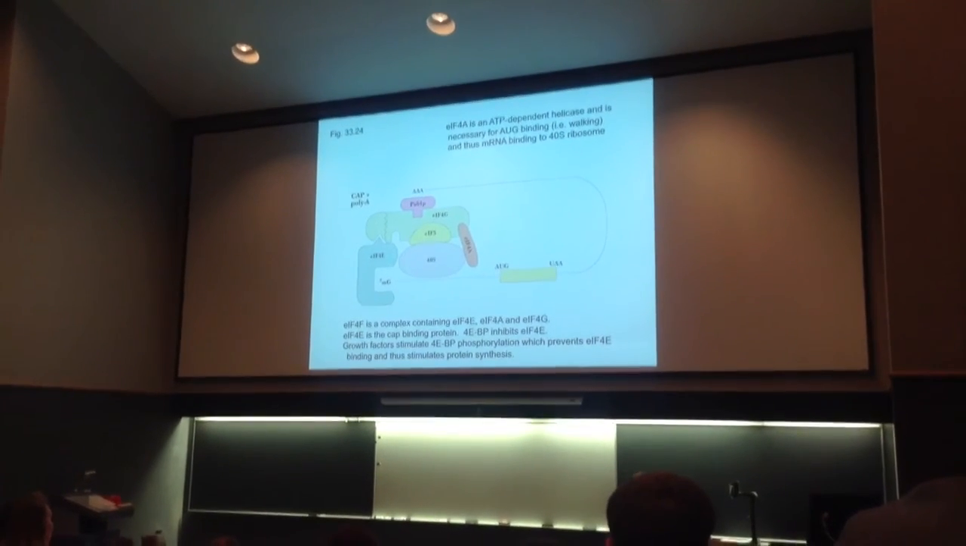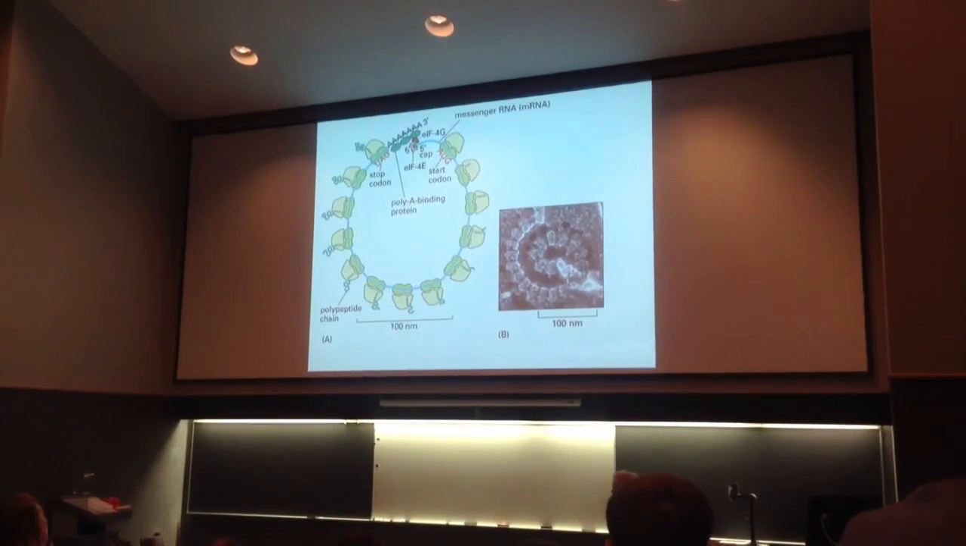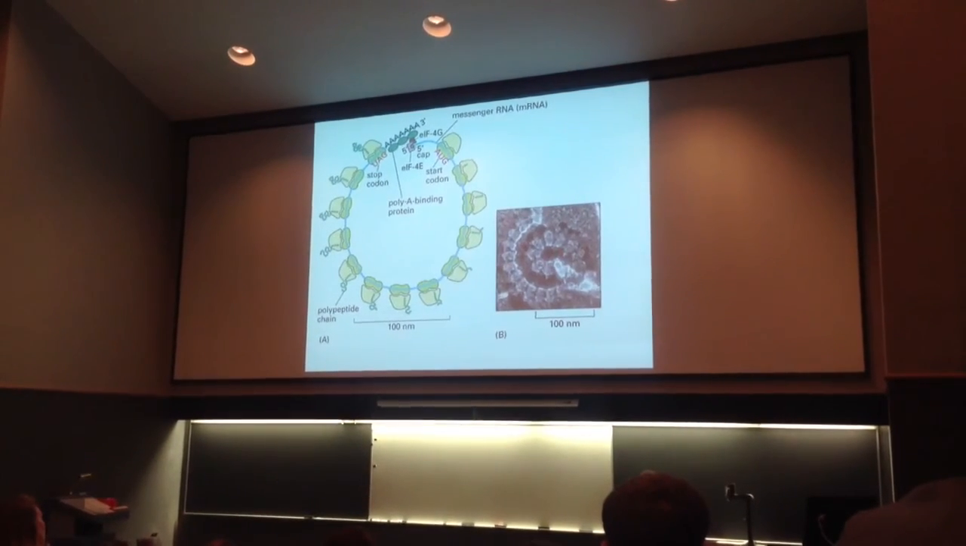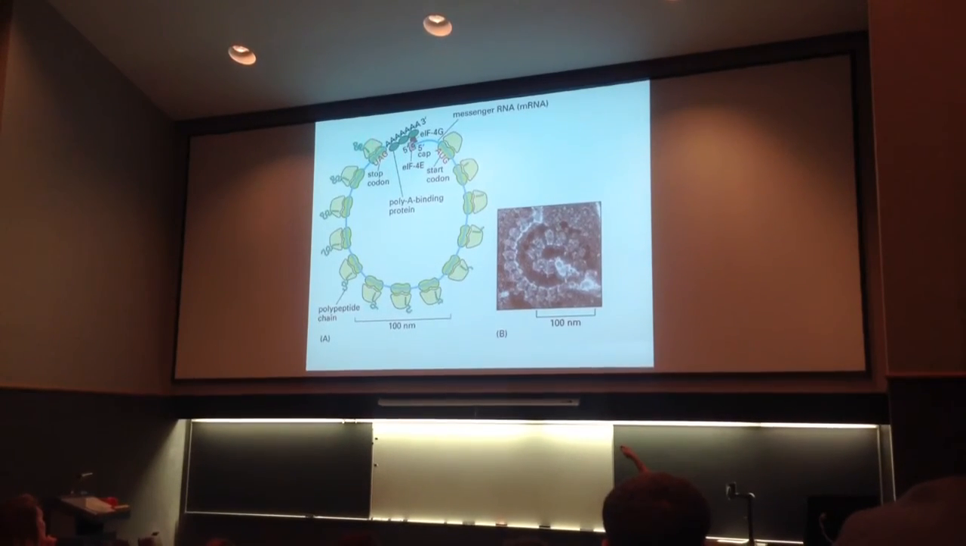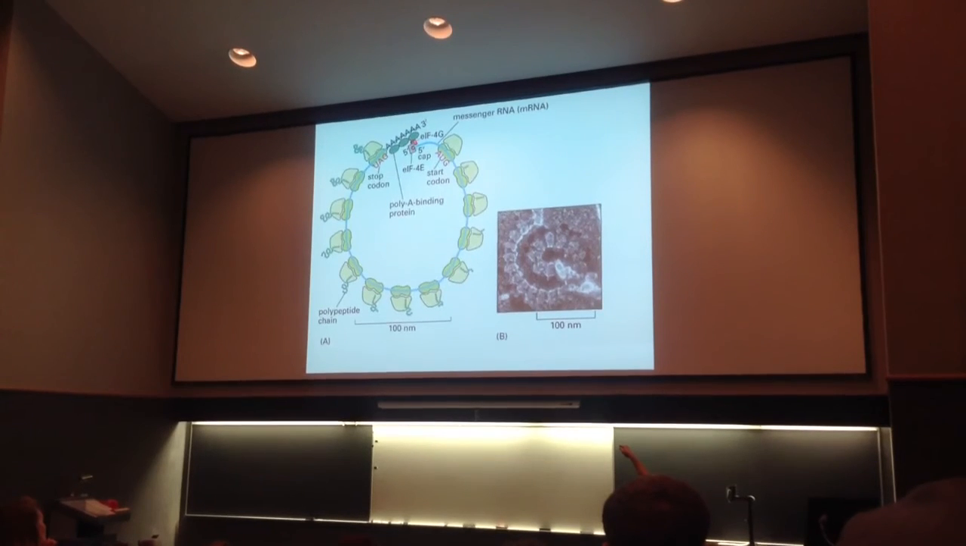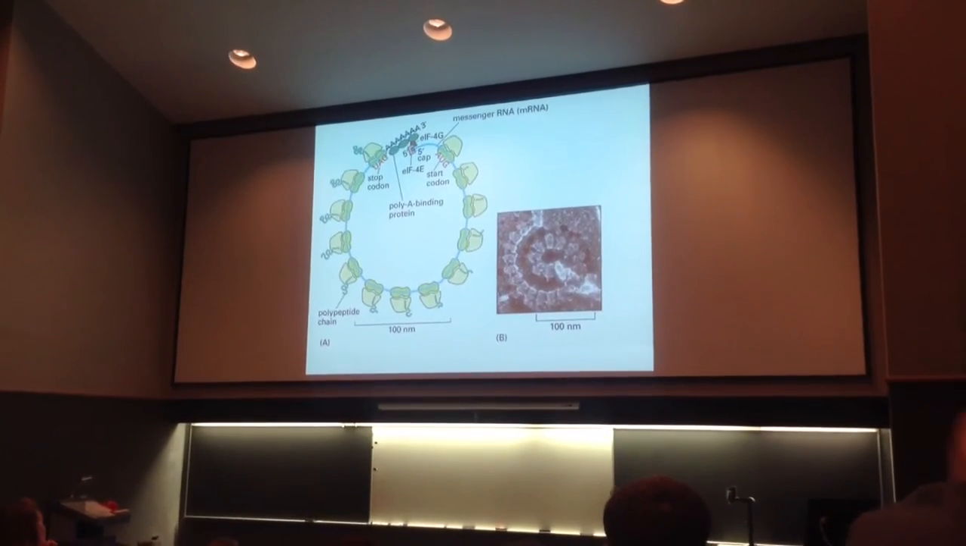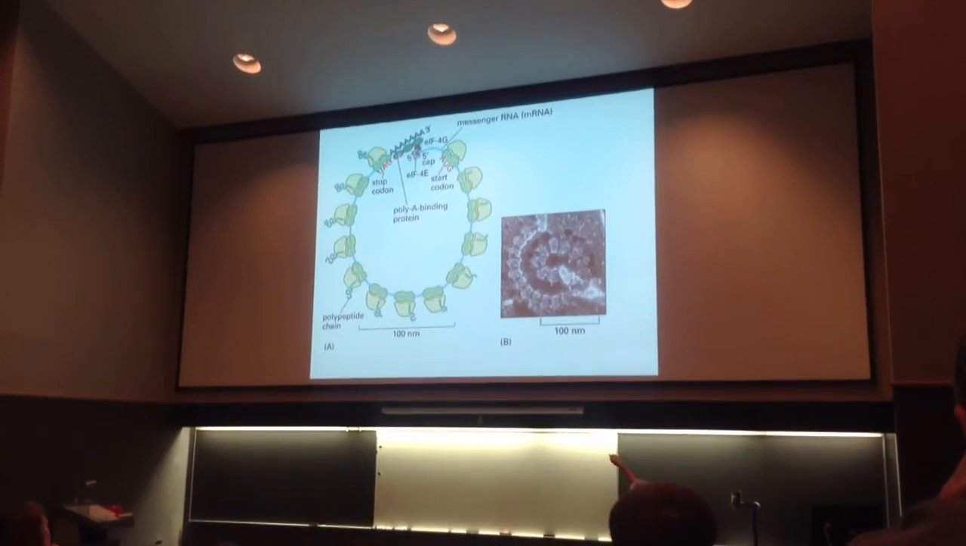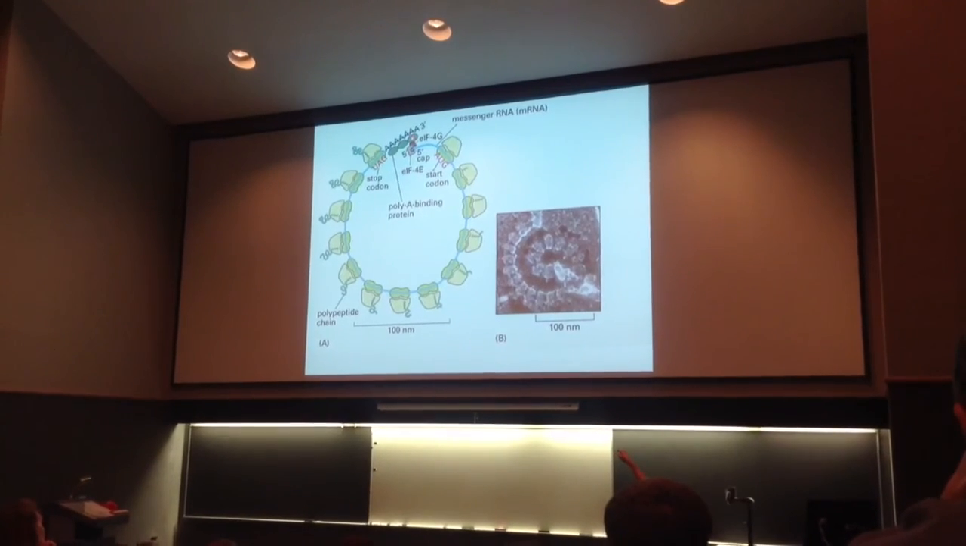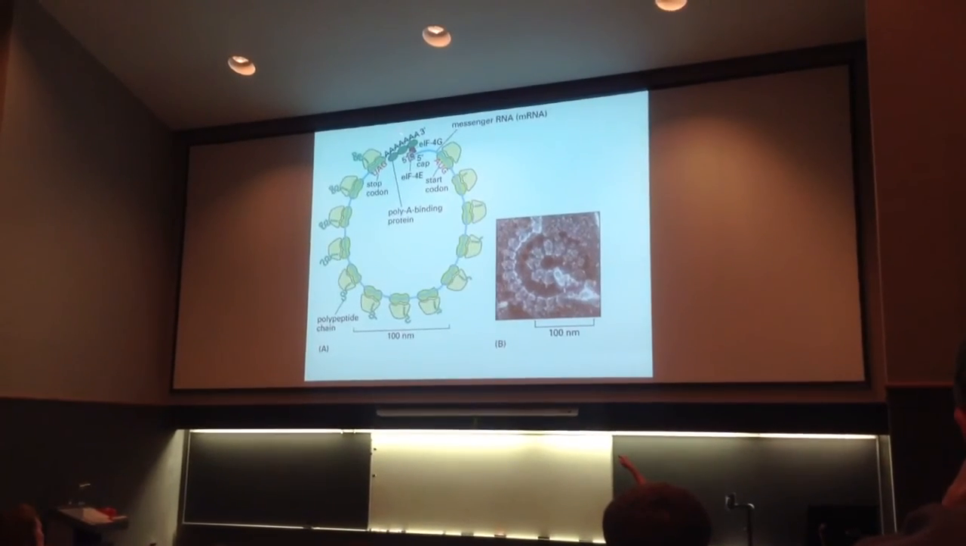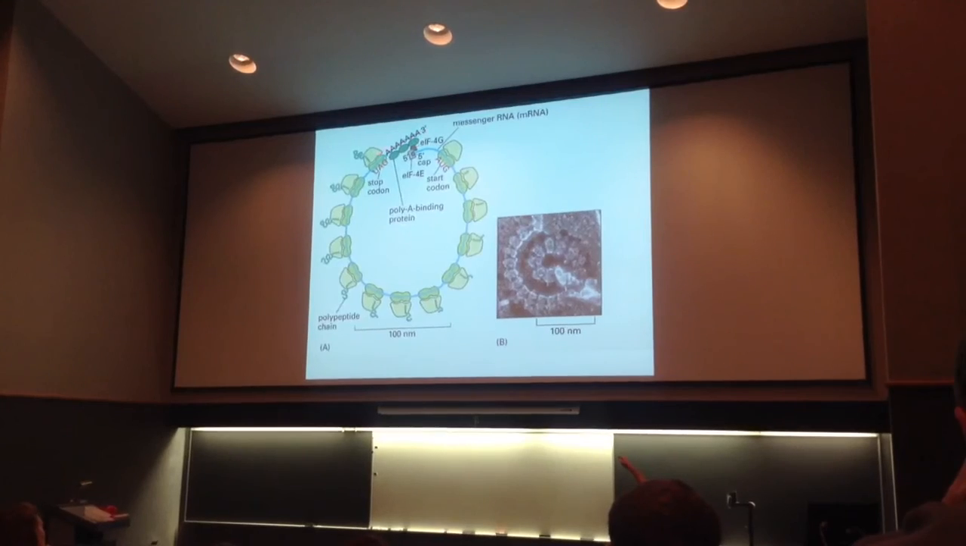So here's another cartoon that sort of shows that happening, as well as an electron micrograph. So here's that stuff we talked about. There's the 5' cap. There's 4E that's binding to that, as well as the proteins. There's G. Remember I said G binds to E. It's part of that 4F complex. It also binds to the poly-A binding protein. This green guy is PAB1, and it's bound to the poly-A tail.